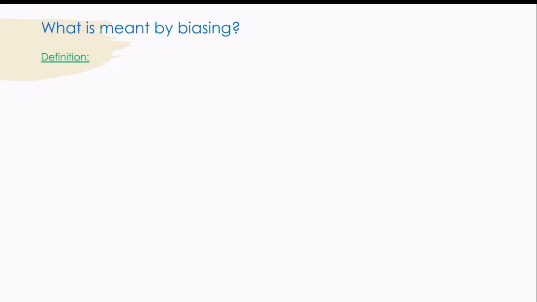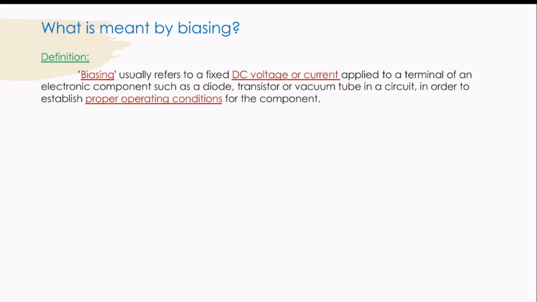So first let us define what is meant by biasing. Biasing usually refers to a fixed DC voltage or the current that is applied to a terminal of an electronic component such as a diode, transistor or vacuum tube in a circuit in order to establish proper operating conditions for the component. That means biasing refers to the fixed DC voltage or the current that is used to provide the proper operating conditions for the components.